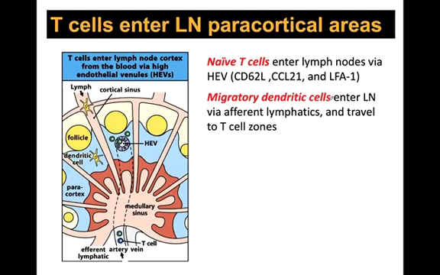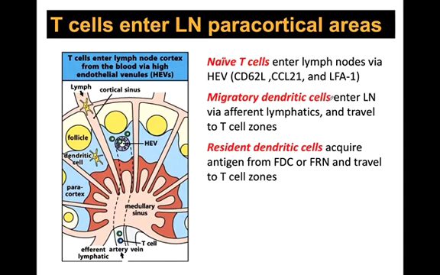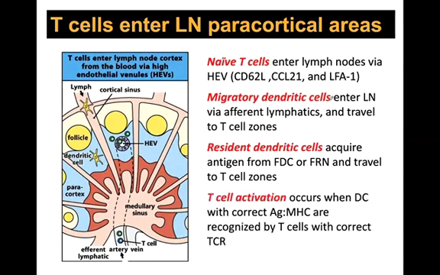You have the migratory dendritic cells. They're going to bring antigen in through the lymphatics, or the resident dendritic cells that are sitting there will pick up antigen from the follicular reticular network and sit in the T cell zones and present it to T cells. And so this initial step of T cell activation for CD8 T cells occurs when the dendritic cell with the correct antigen MHC is recognized by T cells with the correct T cell receptor. So they're coming in different ways, but they're meeting in the paracortical region, and that's where activation occurs.